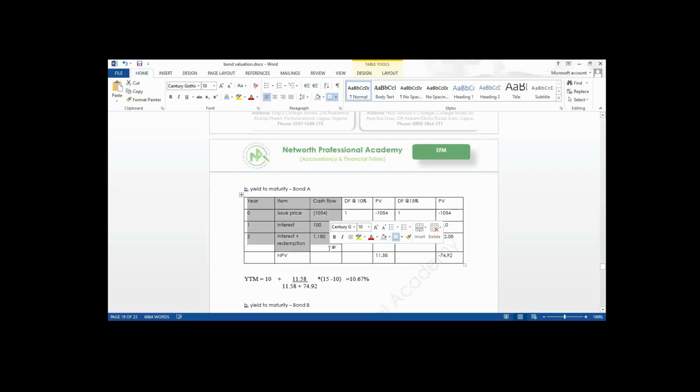Year 0, cash flow 1,050 in bracket. Year 1, 100. Year 2, 1,080. Please give us the internal rate of return of the cash flow. Assume a discount rate of your own choice. So I'm waiting. Let's do it and supply the final answer.